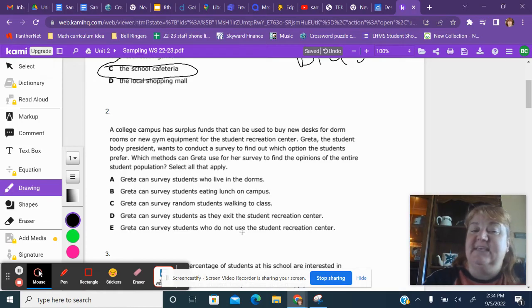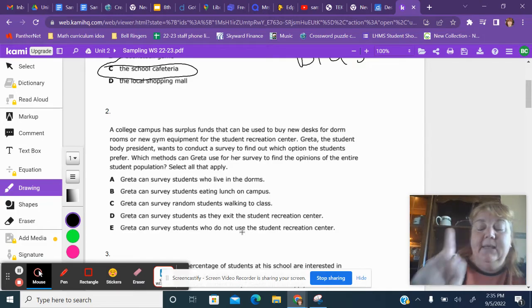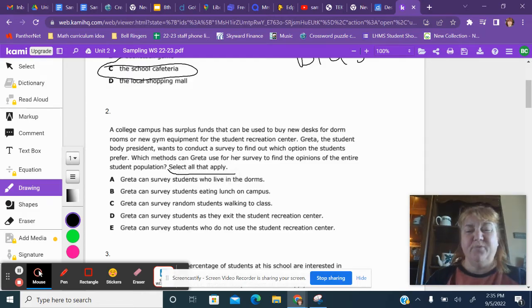A college campus has a surplus of funds. That means they have more funds than they know what to do with. And they can use it to either get desks for a dorm room or new gym equipment for the student recreation center. Greta, the student body president, wants to conduct a survey to find which option the students prefer. Which method can Greta use for her survey to find the opinions of an entire student population? Now, here's another clue. When you see select all that apply, there's probably going to be more than one answer.